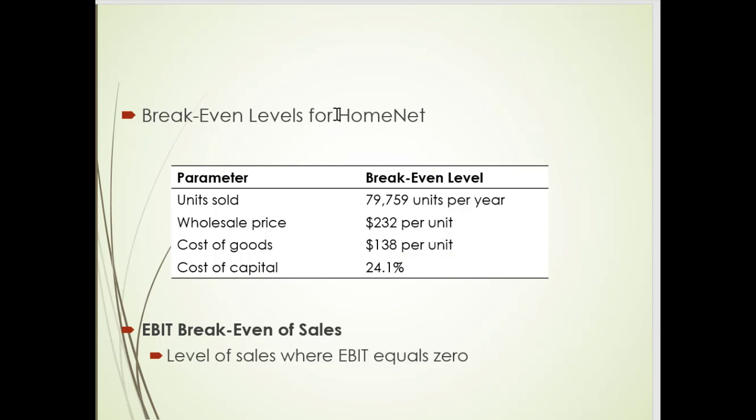So for this company, HomeNet, that was devising this, the units sold, 79,000 is the break-even units. Wholesale price 232, cost of goods sold 138, cost of capital 24.1. So all of these break-even levels will provide us with an answer of the minimum amount needed in order to achieve a certain goal or a certain value.